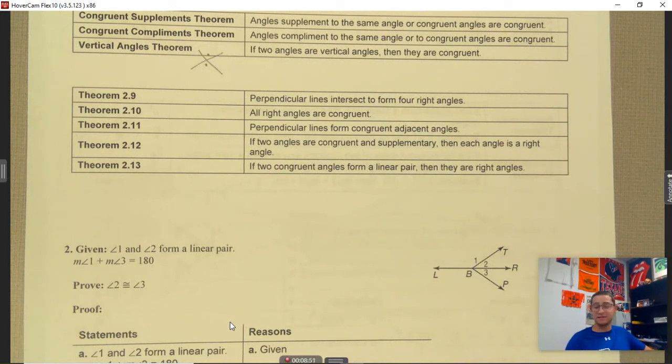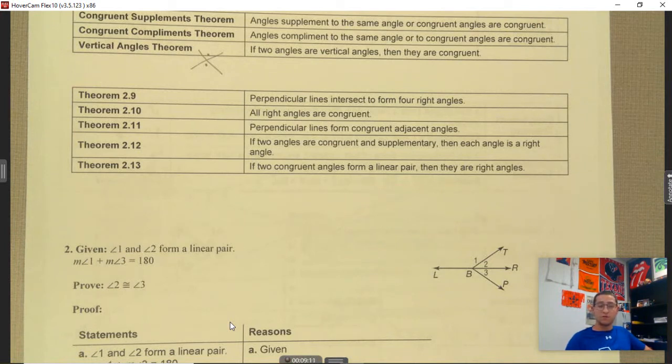Well, that makes sense. They're all 90, okay? So they're all the same. Perpendicular lines form congruent adjacent angles. Yep, because they're all 90, so of course they would all be congruent and adjacent. And it's just saying that they're all touching with the adjacent part.